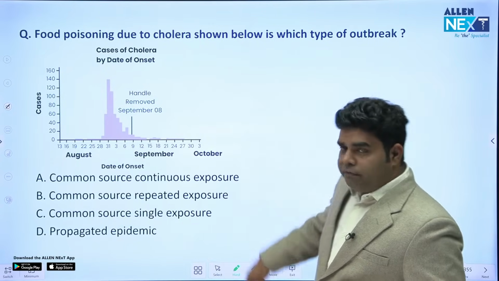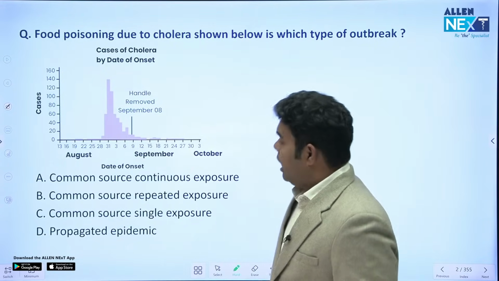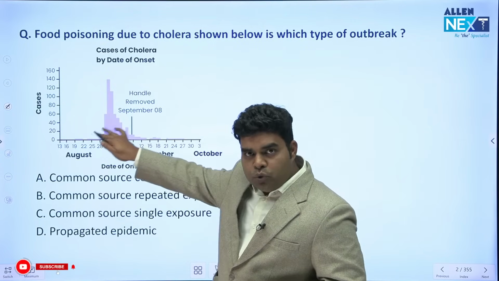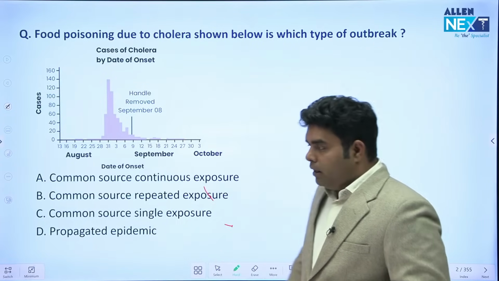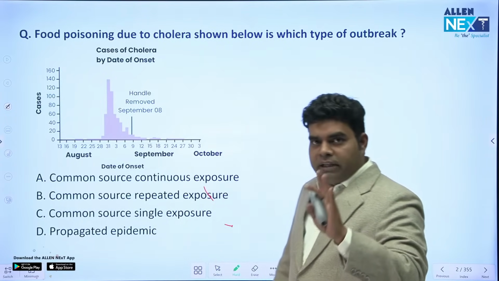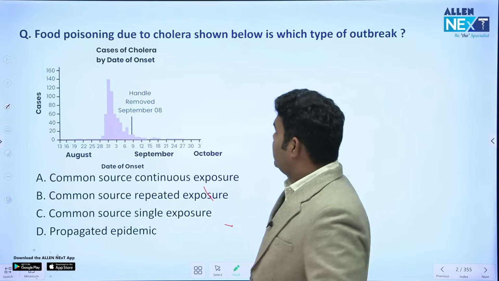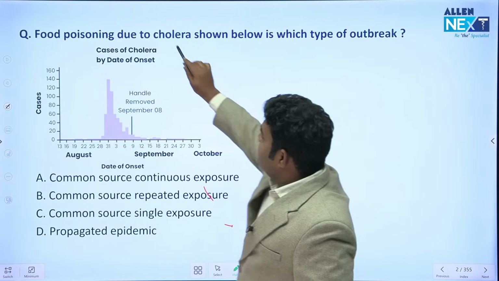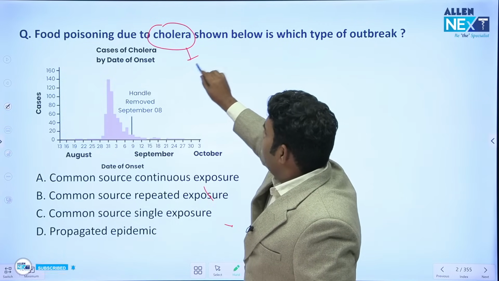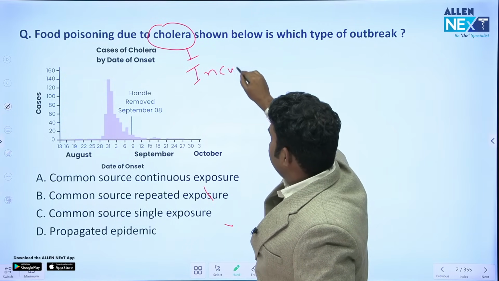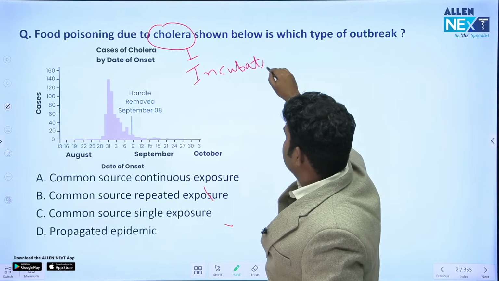So this was one of the questions in your recent FMG exam also. They had given you the graph and they asked which type of epidemic is there. So to identify the epidemic, there are 3 steps. First step is you have to look at the disease which they are talking about. Here the disease is cholera. Then you should know what is the incubation period of that disease.